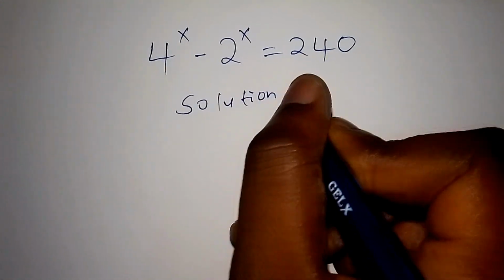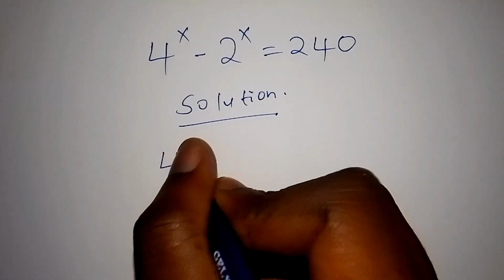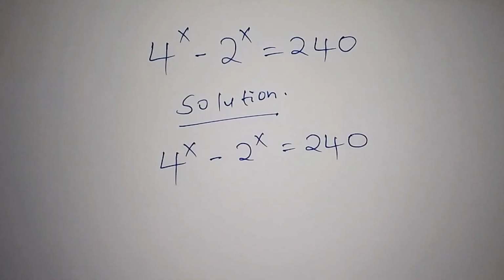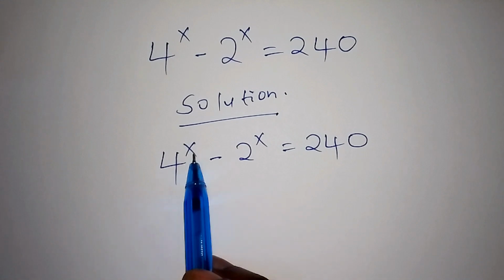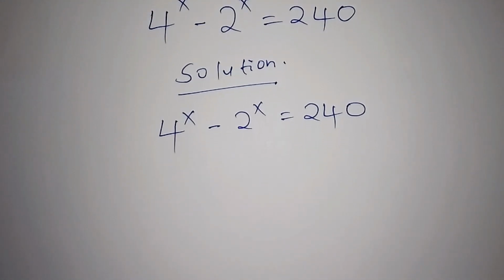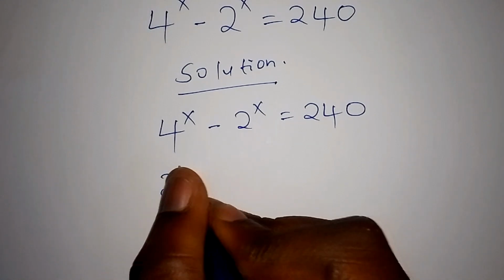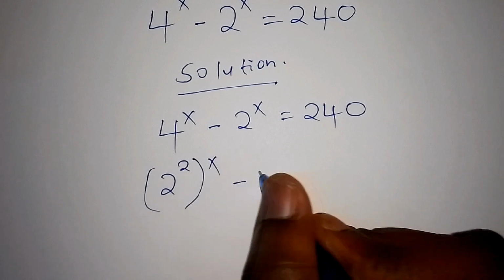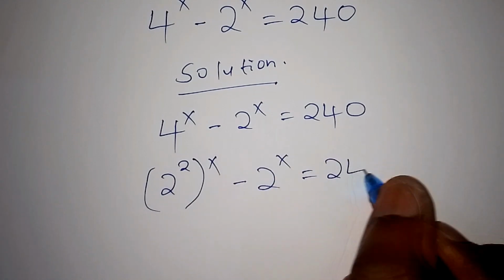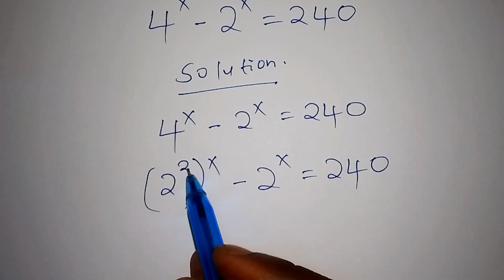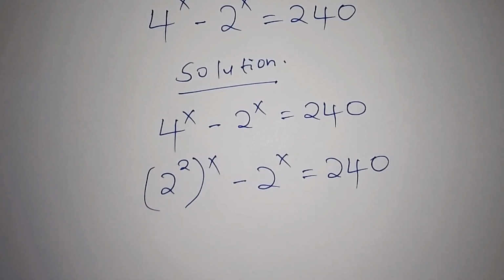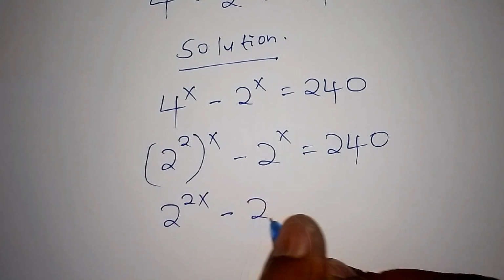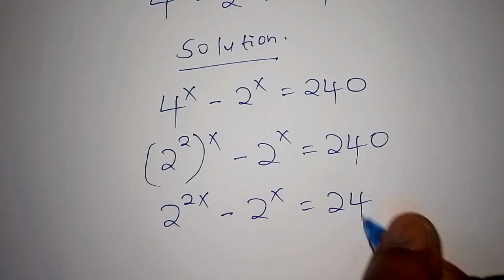So on our solution, let's write the problem. So we have 4 to the power of x minus 2 to the power of x is equal to 240. So the first thing that we need to do is express 4 to the power of x to the base of 2. So in that case we shall have (2 to the power of 2), all of it in brackets to the power of x, minus again 2 to the power of x is equal to 240. So let's multiply the powers with the one outside the bracket. So in that case we shall have 2 to the power of 2x minus 2 to the power of x is equal to 240.